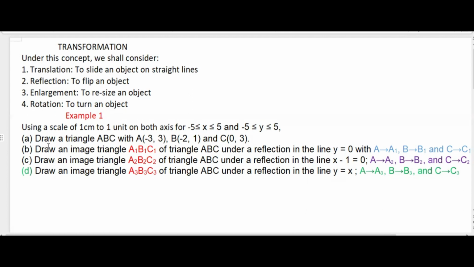The example says draw a triangle ABC with the coordinates given. We have the coordinate of A to be -3, 3. We have the coordinate of B to be -2, 1, and the coordinate of C to be 0, 3. So we'll quickly draw this. When you draw, then you begin the following transformations. So we get an image A1B1C1 of triangle ABC under a reflection in the line y equals 0.